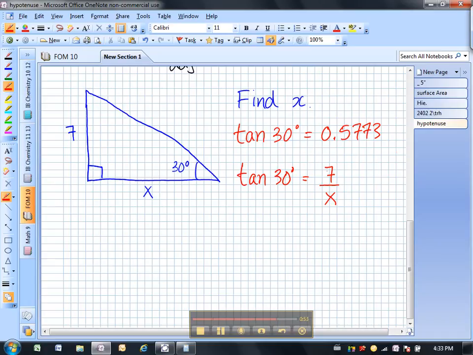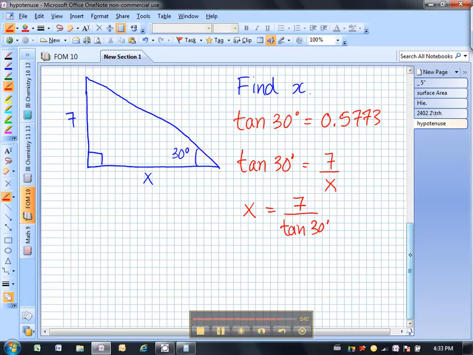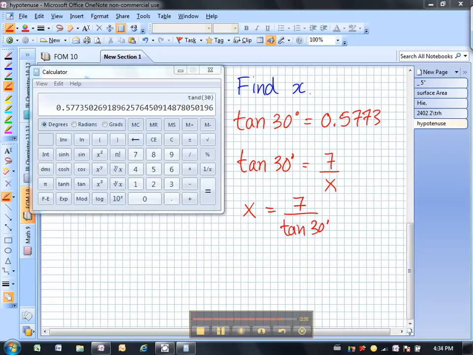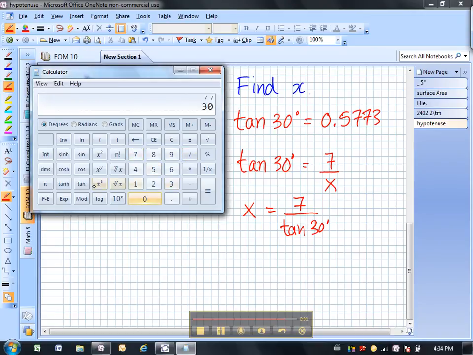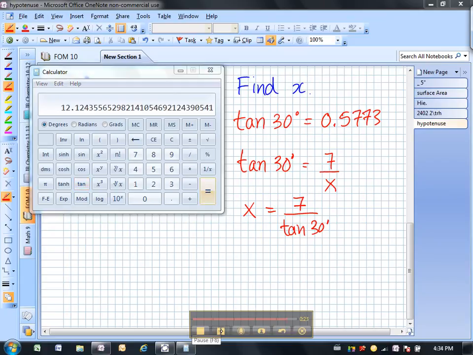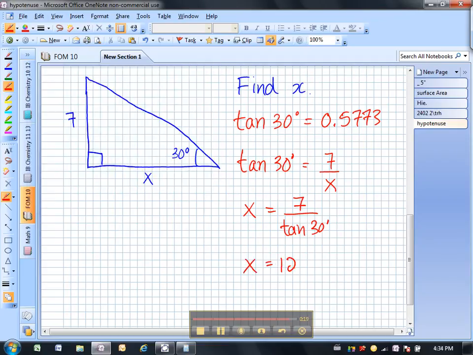So what we're going to do then is solve for x. With a little bit of rearranging, we multiply both sides by x, divide by tan 30, you get this. x is equal to 7 divided by tan 30. Do that on your calculator. We're going to go 7 divided by tan 30, the way I use my calculator. And look at that. Hit the equals button, and boom, it's 12.12. So x equals 12.1, we'll just say. And that's what we do.